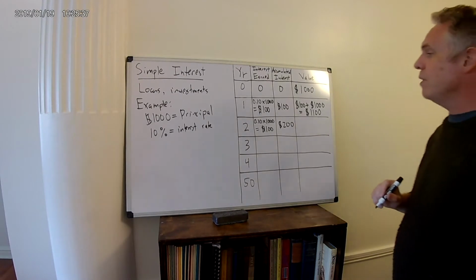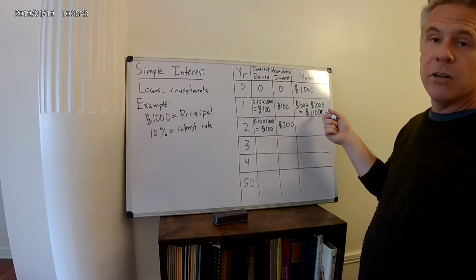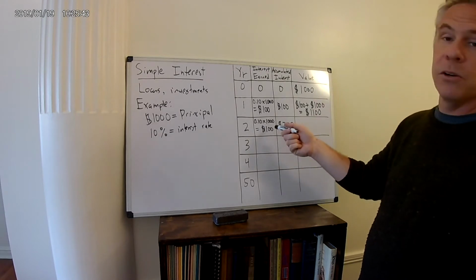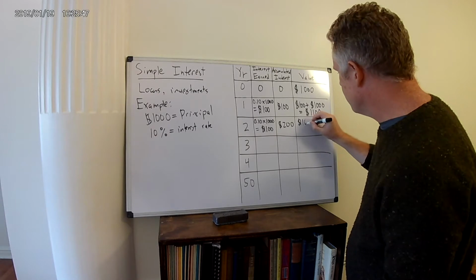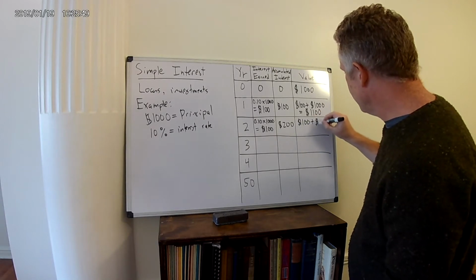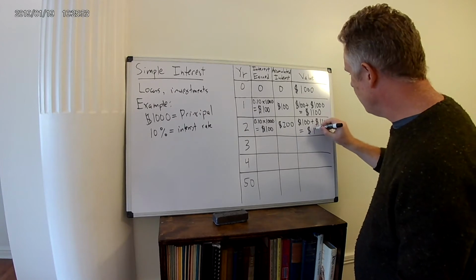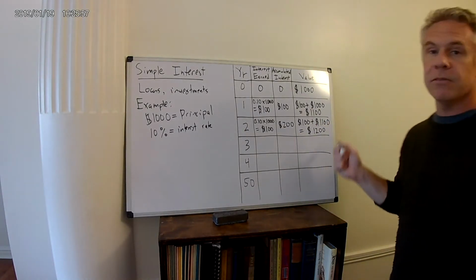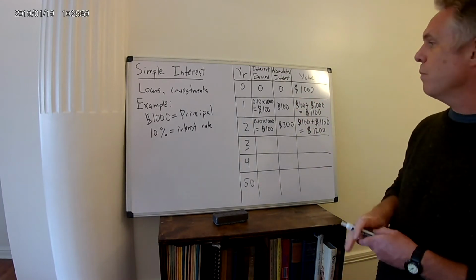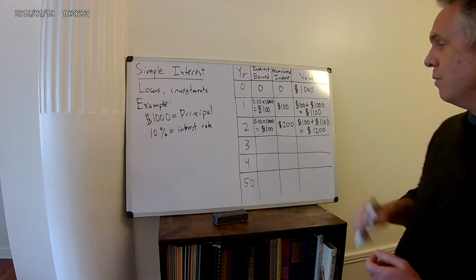And what's the value of the account? Well, here, after year one, we had $1,100, but we earned $100 in year two. So the value of the account is $100 plus $1,100, and this equals $1,200. So after year two, we have $1,200 in our account. So this is simple interest. We're basically earning, every year, 10% of the principal as interest.